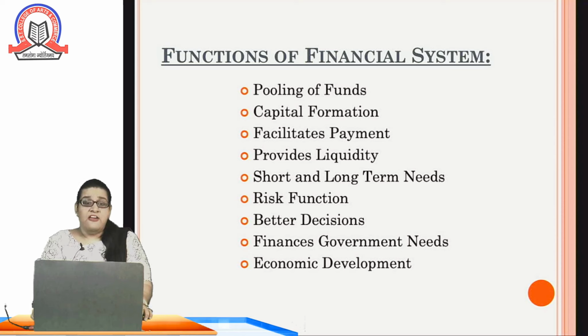Then next is facilitates payment. The financial system helps in making payments, like banks help in making payments. With one click of our finger we can make payments with the help of different applications like GPay, Paytm. Banks help us in that. Banks provide debit card, credit card and ATM facilities. So they help us in easy payments and we can easily make our payments with the help of the financial system.